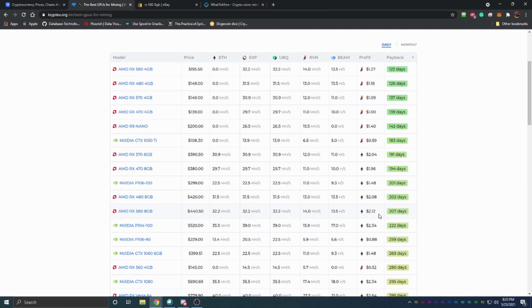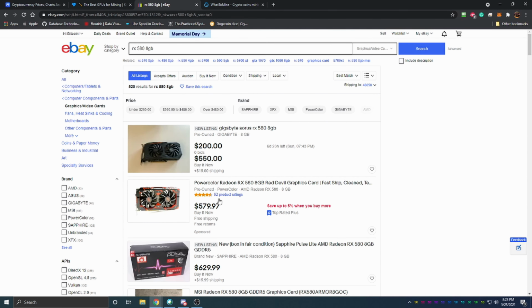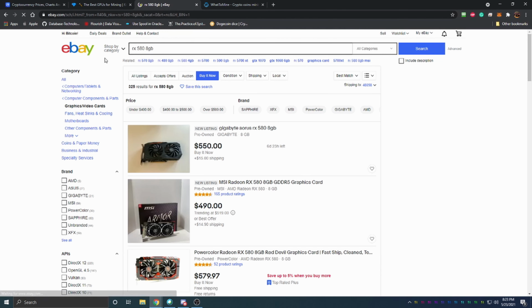Now, if you just went back on this channel alone and looked at some of my mining live streams or mining rig builds or update videos, you would see that these cards, RX 580 8GB, were making probably $4 to $5 just a few months ago. So the mining profitability has been cut in half. As you can see here on eBay, I just did a quick search, RX 580 8GB.